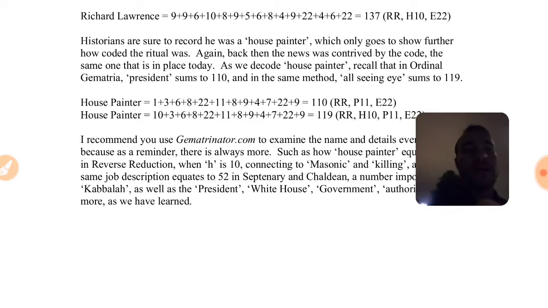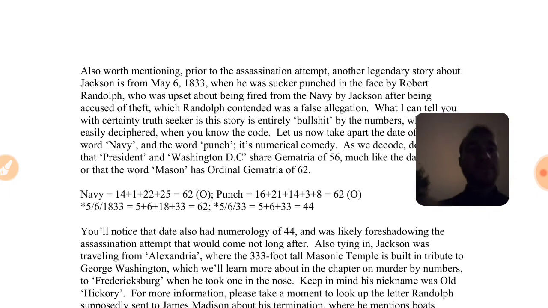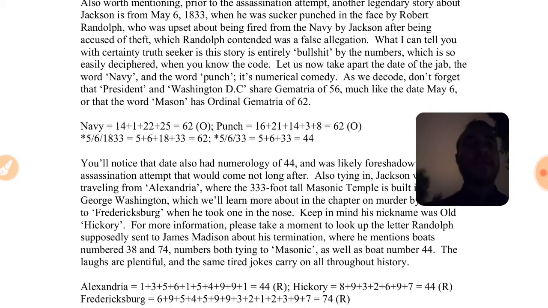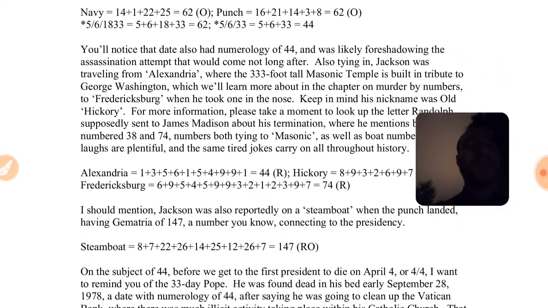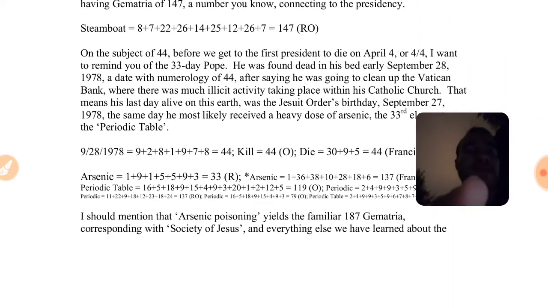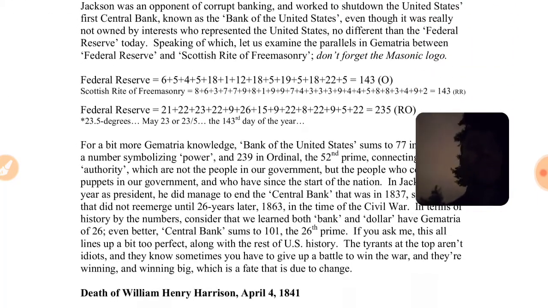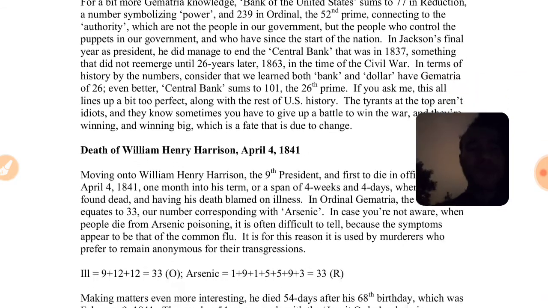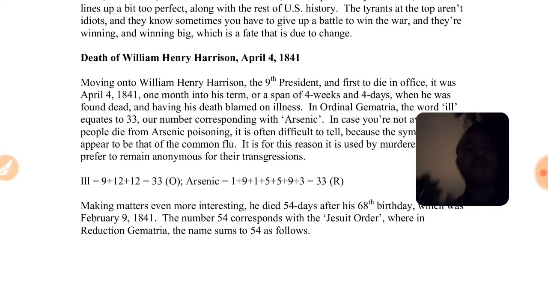House painter. Remember the Navy and the Punch. Alexandria, Hickory, Fredericksburg, Steamboat, arsenic, periodic table, arsenic poisoning, Federal Reserve, and death of William. This is the first one now.